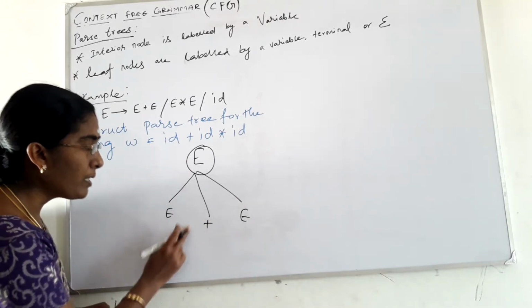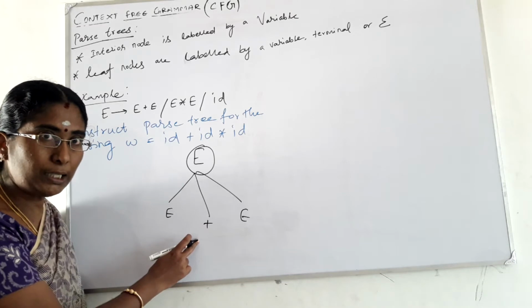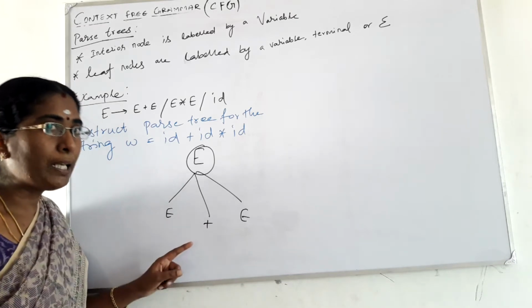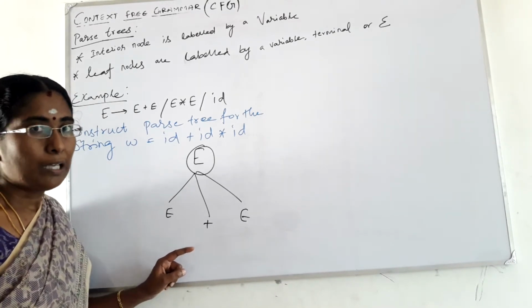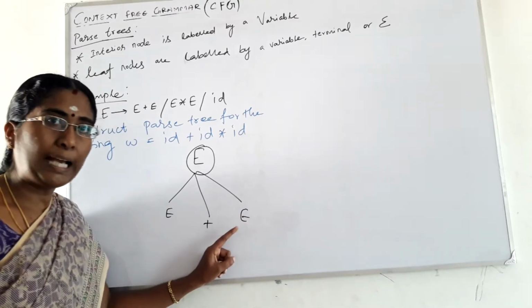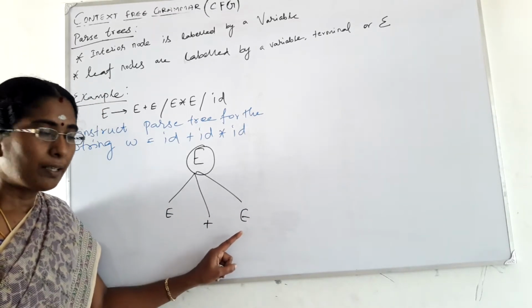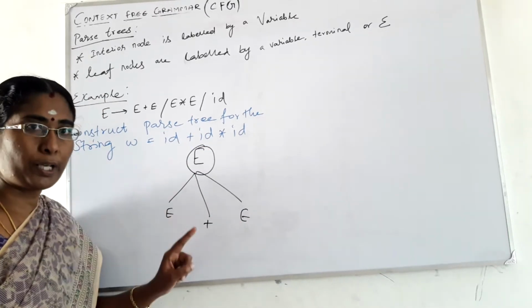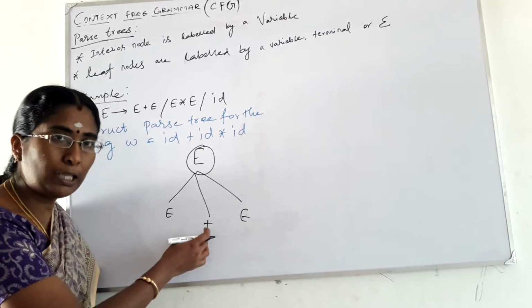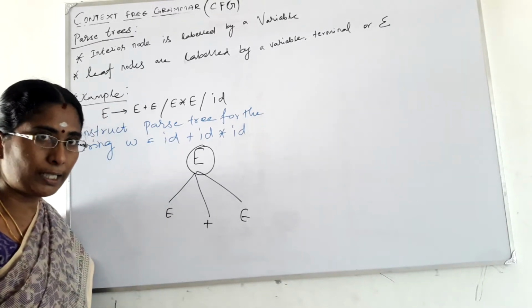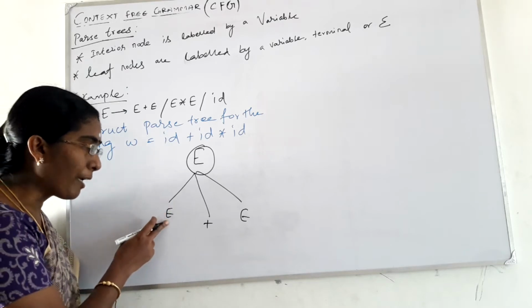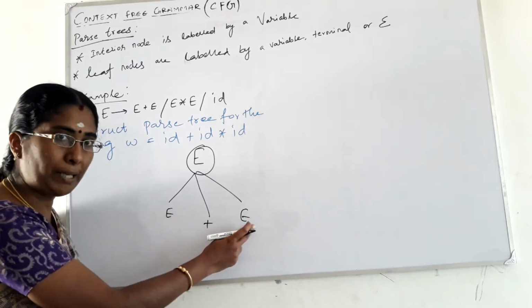Here, plus is a terminal. Plus cannot be replaced by any other production. Only for a variable do we have replacement productions. For E we have three productions. But plus is a terminal, so it cannot be further extended. Next, we will replace either this E or this E.